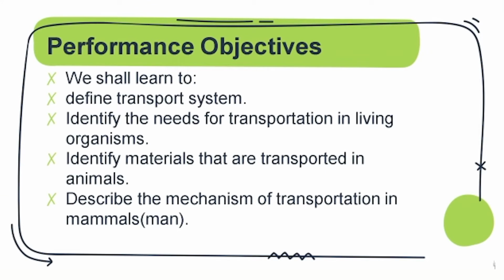Now, what are the objectives we want to achieve today? In our class today, we shall learn to define transport system. We shall identify the needs for transportation in living organisms. We shall identify materials that are transported in animals. And finally, we'll be looking at the mechanism of transportation in mammals, especially in man. So these are the objectives that we are going to achieve today. So sit back as we learn this together.